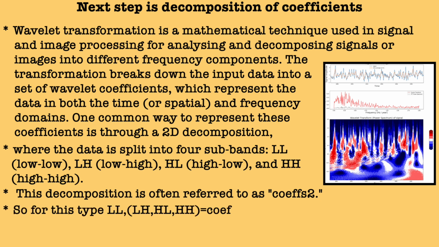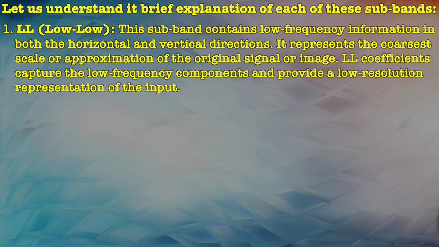So, for this, type LL, LH, HL, HH equal to coefficient 2. Let us understand it with a brief explanation of these. The LL, low-low, subband contains low frequency information in both the horizontal and the vertical direction. It represents the coarse scale or approximation of the original signal or image. The LL coefficients capture the low frequency components and provide a low resolution representation of the input.